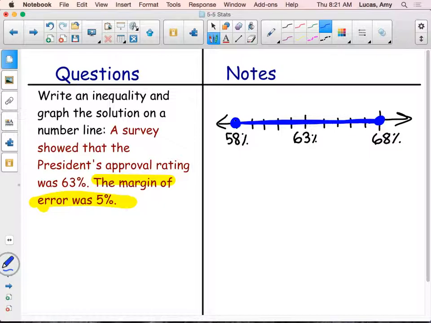So here is my graph. Now to write an inequality for this, the distance away from 63% is less than or equal to 5%. So it's less than or equal to 5 in each direction away from 63.